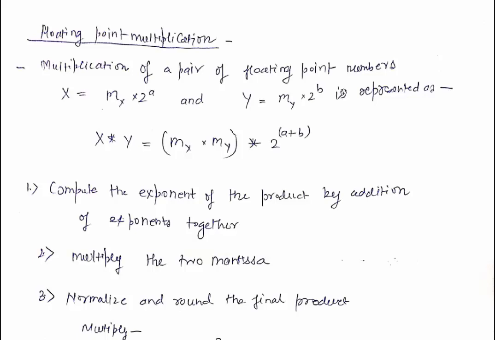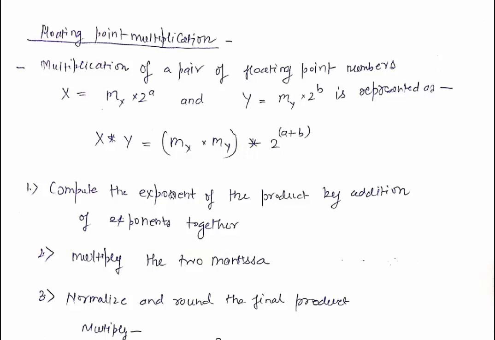So how do you represent the floating point multiplication? mx and my would be multiplied, and when you multiply two exponents, those exponents are actually added together. If you multiply 2 raised to power a by 2 raised to power b, a and b are added together and the base remains the same, so 2 raised to power a plus b. This would be your overall result, that is mx into my multiplied by 2 raised to power a plus b.